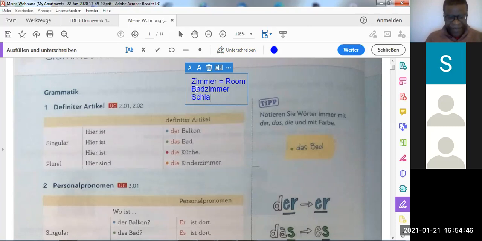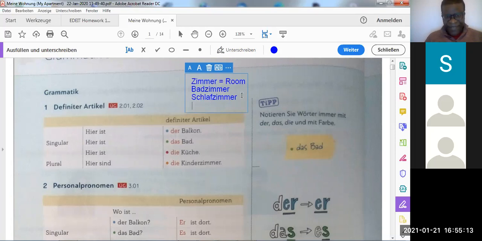Schlafen. If you remember, schlafen means to sleep, okay? Schlafen, it's a bed to sleep. But the room where you sleep now, what we call the bedroom, all are rooms. The bedroom, toilet room, kitchen room, and so on. So this one we can say, Schlafzimmer. So there are types of rooms. Okay?